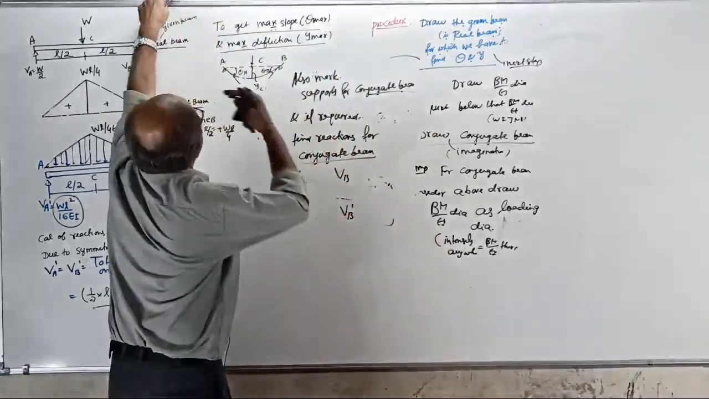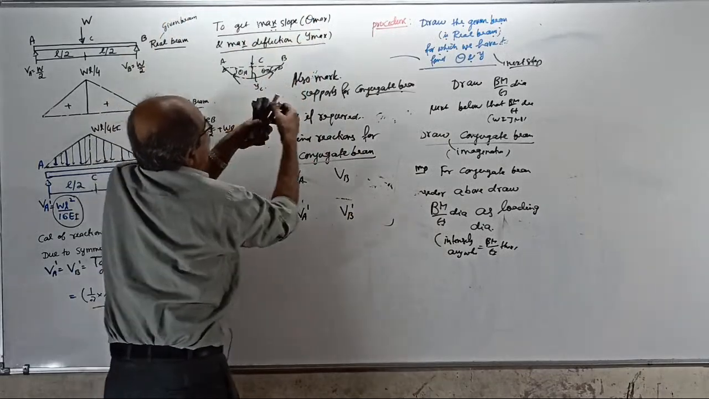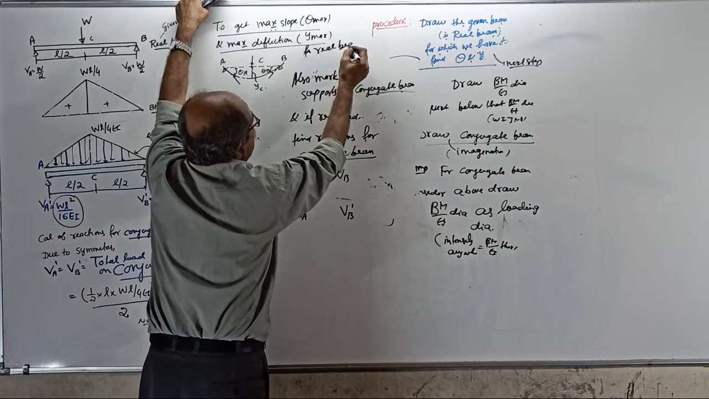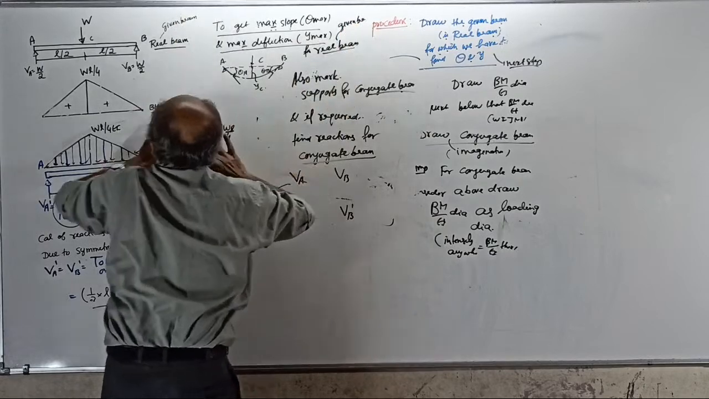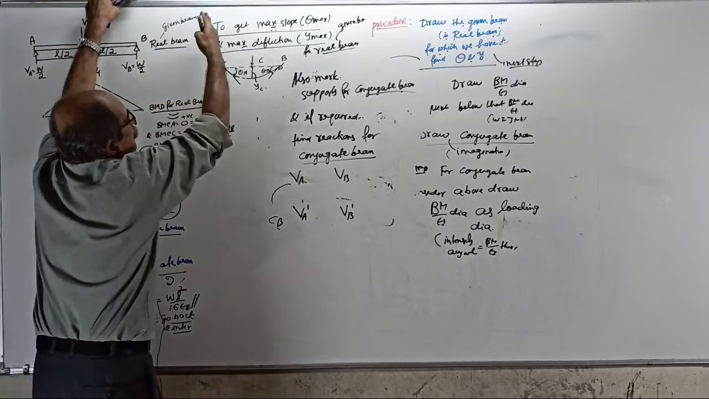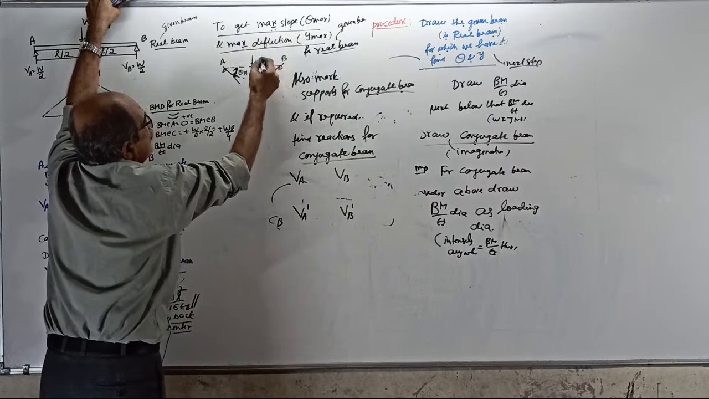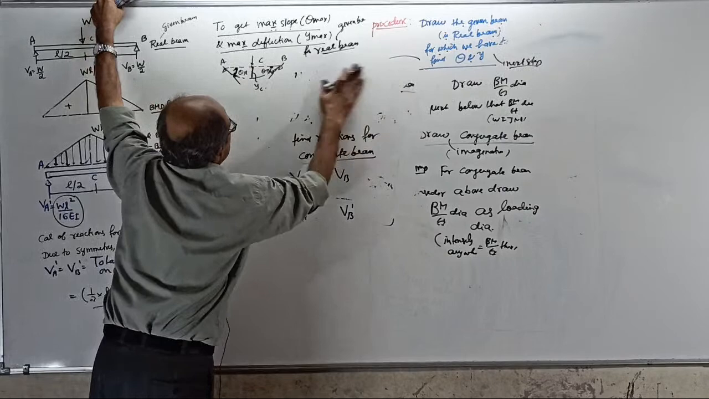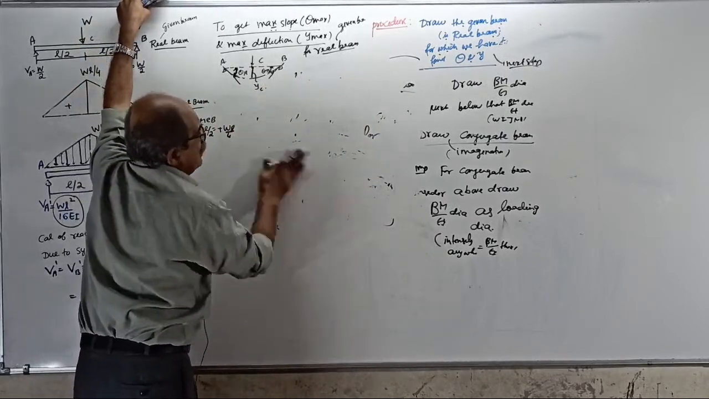Our question is to find the maximum slope and maximum deflection for the real beam. Real beam means the given beam. Do not say conjugate beam. Our real beam is simply supported with a central load. The beam will bend this way. This is theta A, theta B, and the deflection at C. I told you a thousand times: theta A and theta B are the maximum slopes, and YC is the maximum deflection.